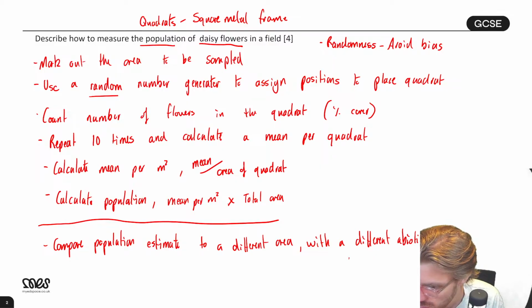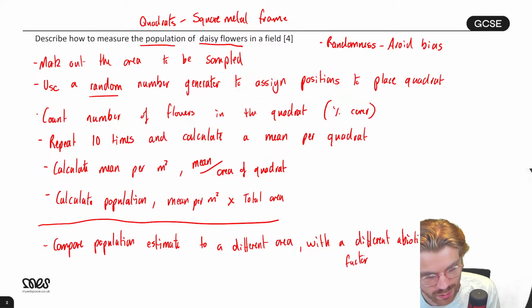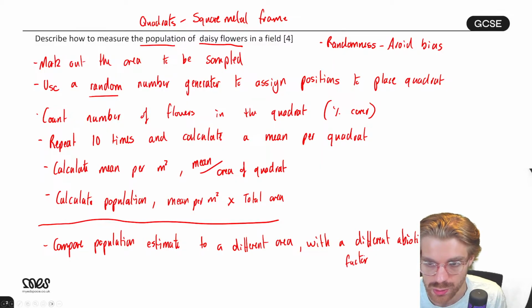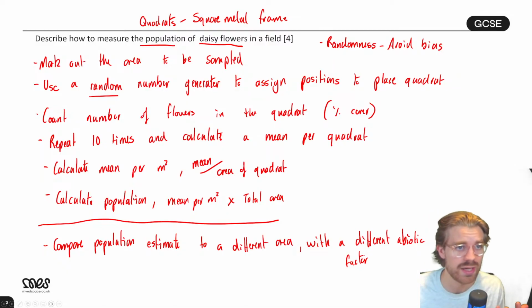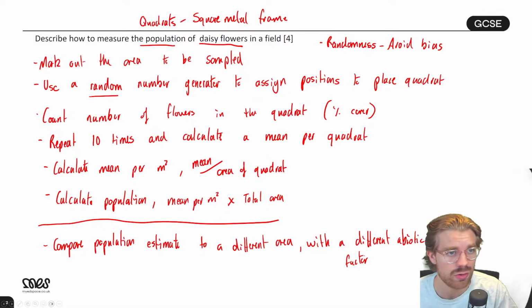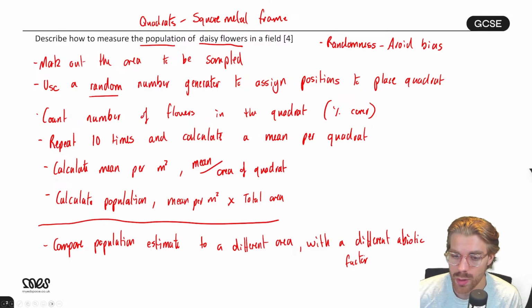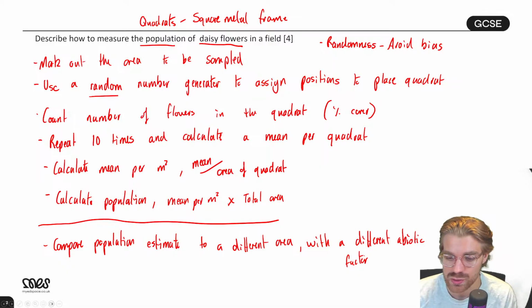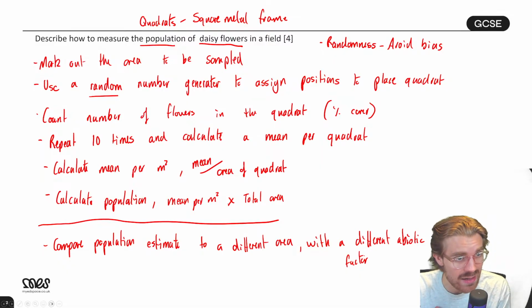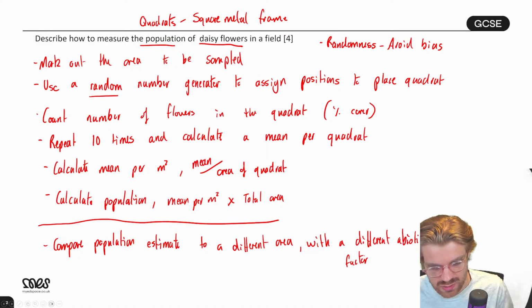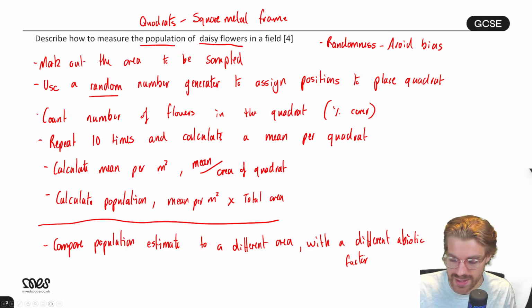And we could say here with a different abiotic factor. Great question there, Daniel, about the control variables. It's really, really hard to control things out in the field. It's really hard to control things out in the wild. So what I would want to do instead is make sure I do this at the same time of day, preferably, the same time of year for sure, because if I go and do this in the winter, there aren't going to be any daisies. So those are the sort of things that we would control when we do this.